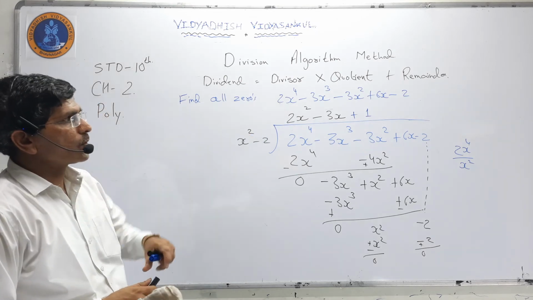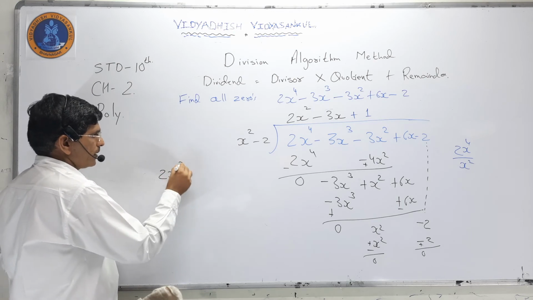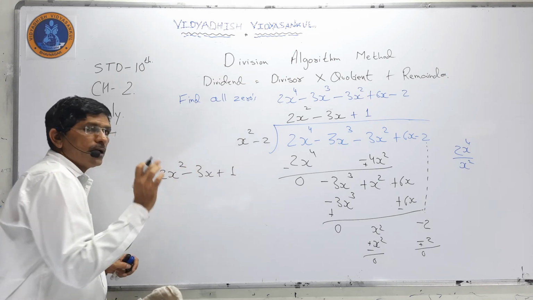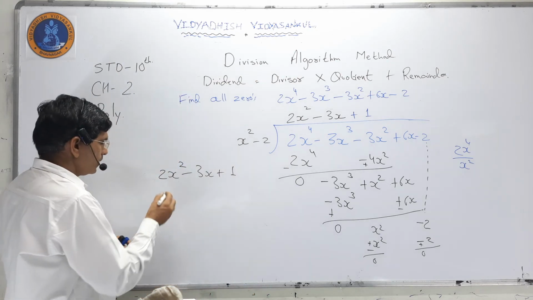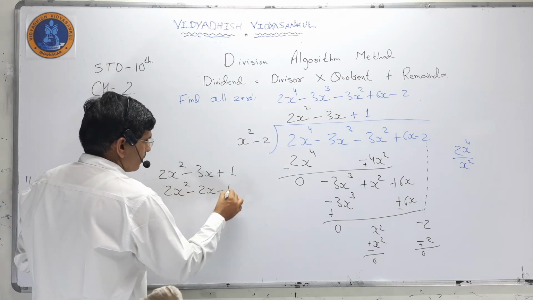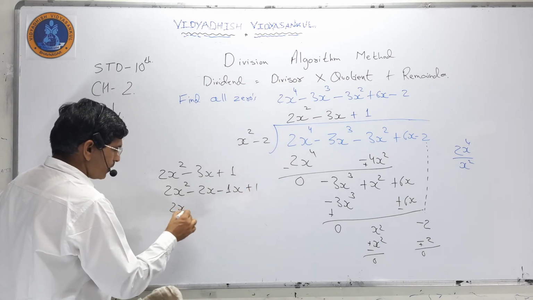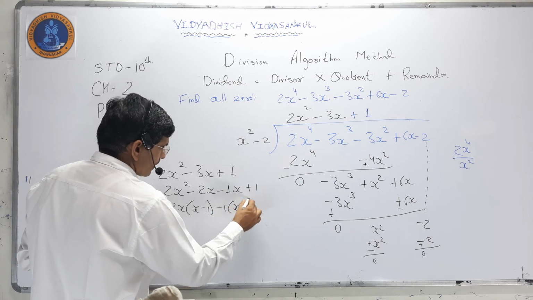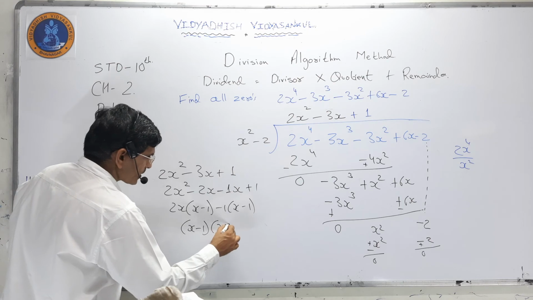So 2x square minus 3x plus 1. 2 ones are 2, factor of 2, that is 2 ones are 2. So 2x square minus 2x minus 1x plus 1. Now 2x is common, x minus 1. Minus 1 is common, x minus 1. So x minus 1 and 2x minus 1.